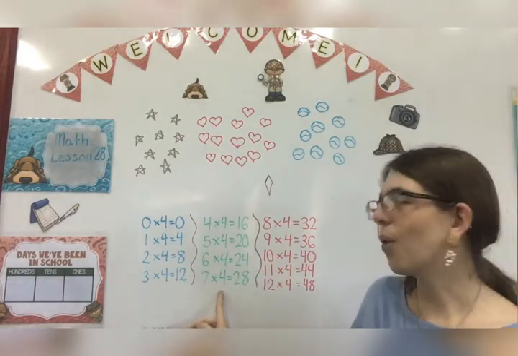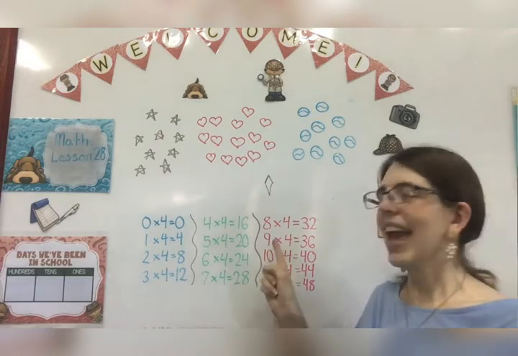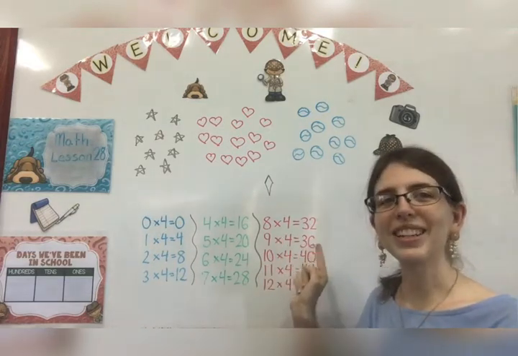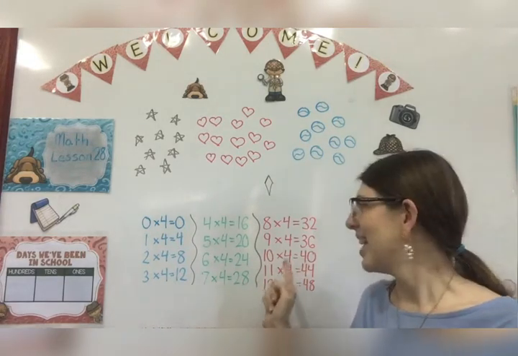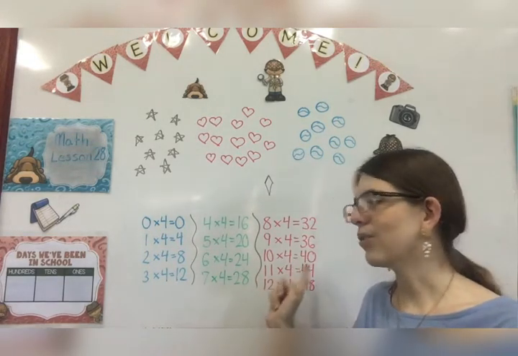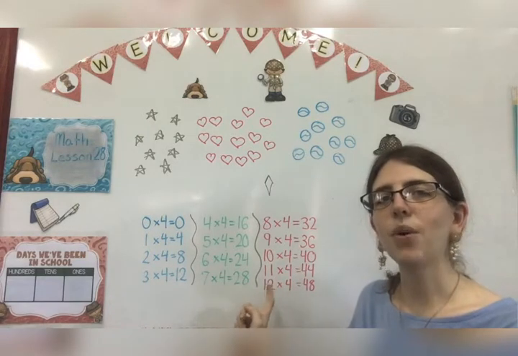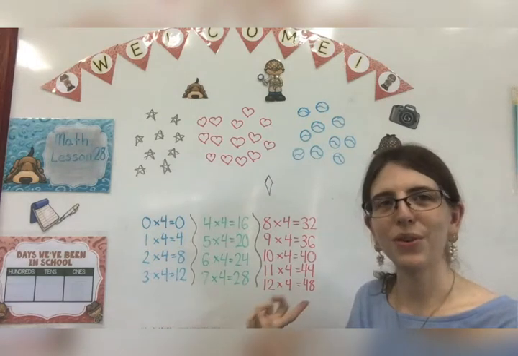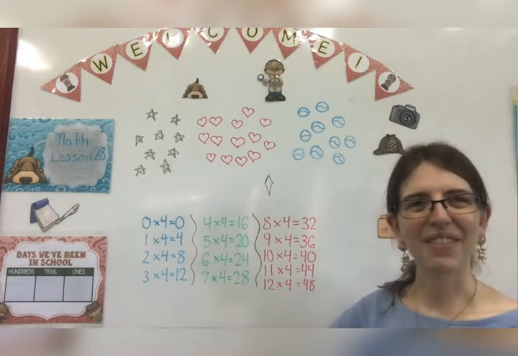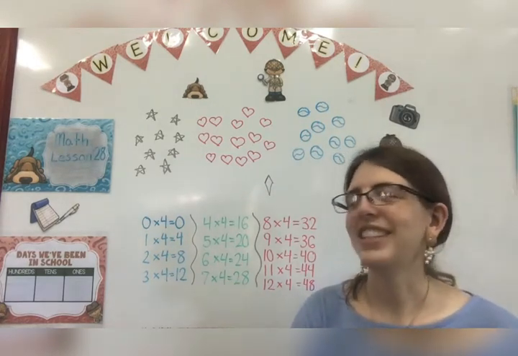7 times 4 equals 28. 8 times 4 equals 32. 9 times 4 equals 36. 10 times 4 equals 40. 11 times 4 equals 44. 12 times 4 equals 48. Nicely done, everyone.